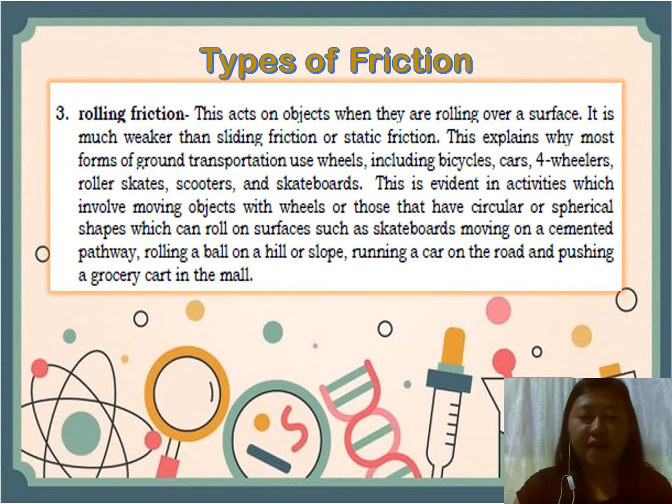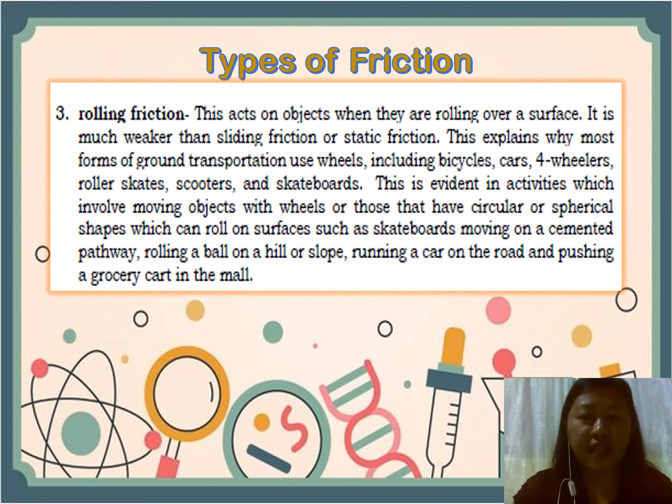Another type of friction is rolling friction. This acts on objects when they are rolling over a surface. Take note of the word rolling. It is much weaker than sliding friction or static friction. This explains why most forms of ground transportation use wheels, including bicycles, cars, four-wheelers, roller skates, scooters, and skateboards.